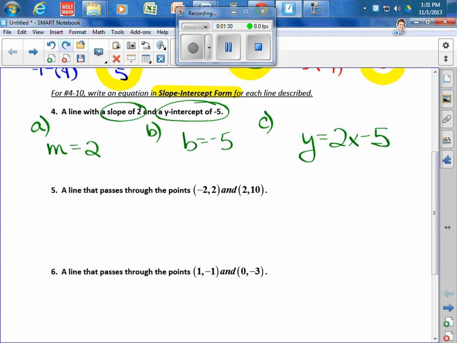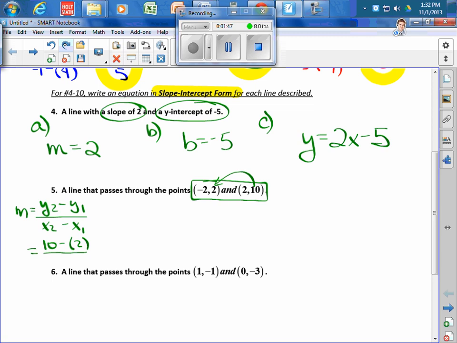In number 5, the line passes through the points negative 2, 2, and 2, 10. Well, find the slope. Use your formula, y2 minus y1 over x2 minus x1. Plug in the right coordinates. That means 10 minus 2 in the numerator and 2 minus negative 2 in the denominator. You get 8 over 4, which is 2.